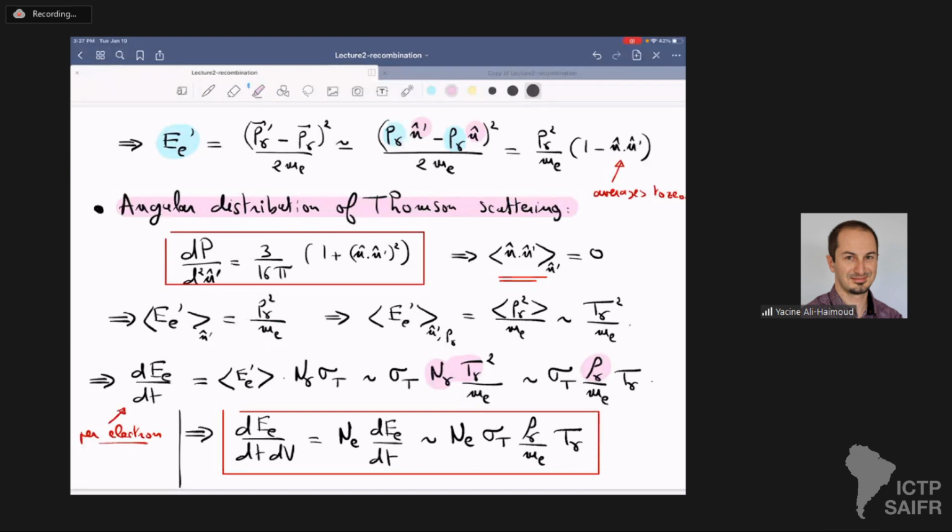Now, if I ask what is the heating rate per unit volume, I'm going to get the number density of electrons, which gives me the per unit volume, times the rate of change of the electron energy per unit time. And then we get this equation: number density of free electrons, which is proportional to x_e, which we just talked about, Thomson cross-section, rho gamma over mass of the electrons times T gamma.